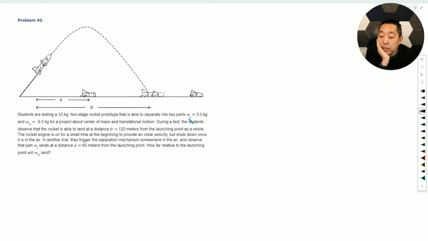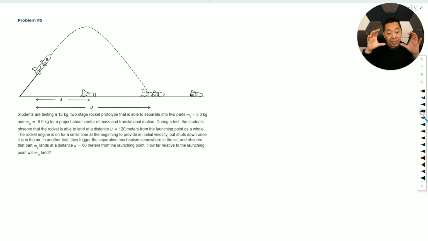So we have a two-stage rocket, okay, and let's see, during the test, students observed the rocket is able to land at distance D, 120 meters from the launching point as a whole. The rocket is on for a small time, beginning to provide initial velocity, but shuts down once it's in the air. Another trial triggers a separation mechanism somewhere in the air and observed M1 lands at distance 60 meters from the launching point. How far relative will M2 land?